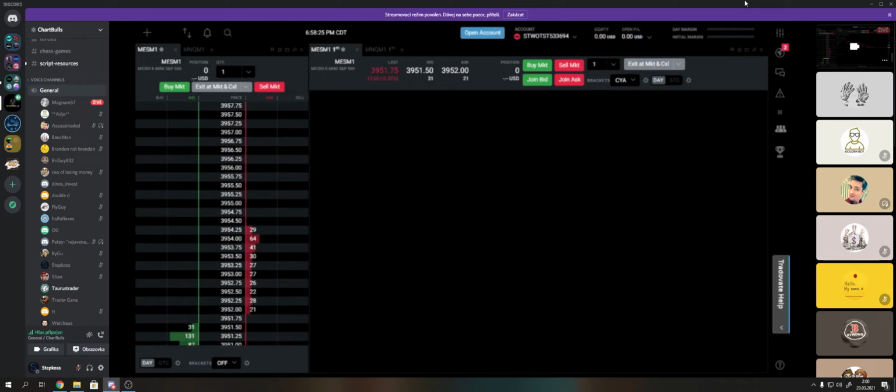But no, that LBR 310 oscillator is really clean. And the way it draws that big green histogram, it gives you a solid area to just look at and kind of stay in. And then you're just looking for the fast moving average to cross back below zero.